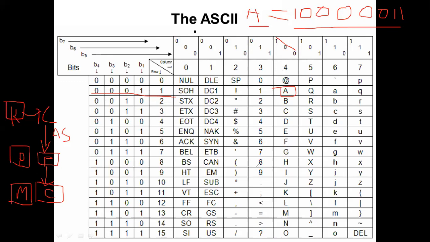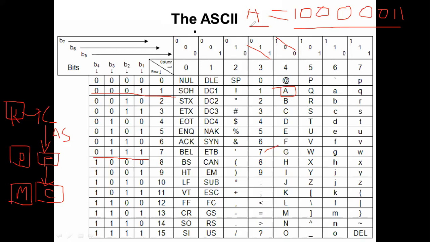Suppose you are taking the number 7. What is the equivalent ASCII code for this number 7? It is 011 0111. In this way, we take the equivalent ASCII codes for all the letters, numbers, and symbols present on our keyboard. So this is the ASCII code.